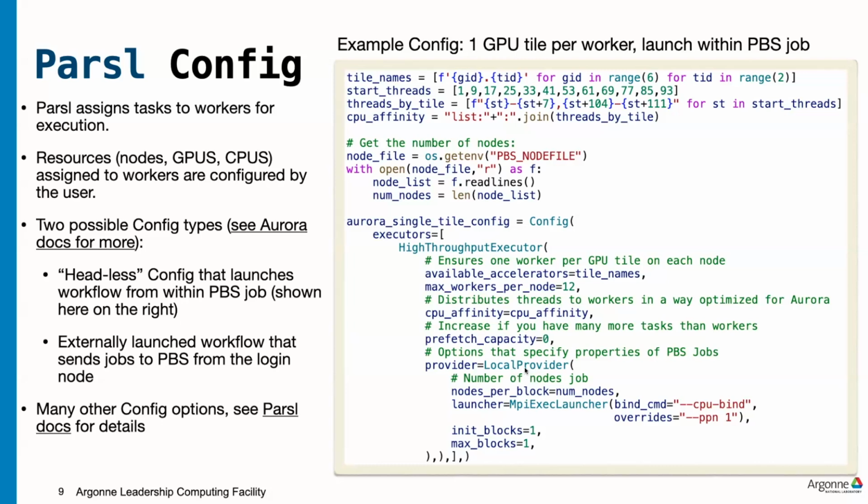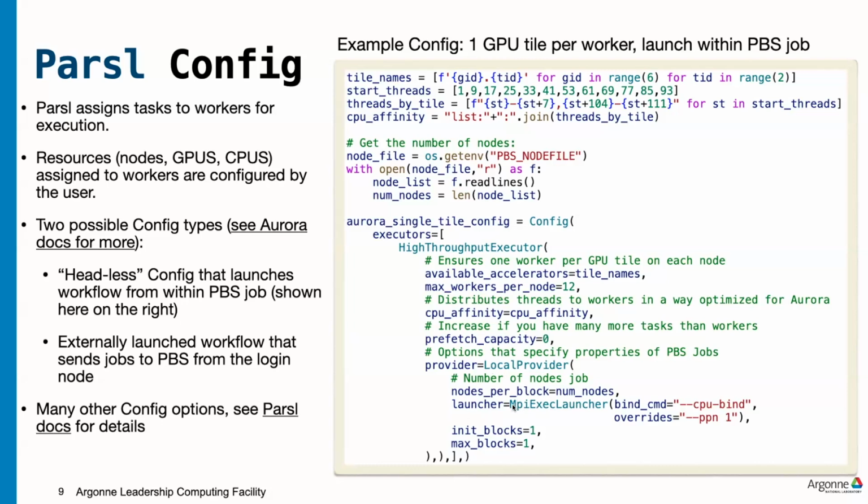You can also run a Parcel config where you launch it from the login node and it submits jobs to the scheduler. In that case, your provider would be the PBS Pro provider. If you look in our documentation, you'll see some examples of how to do that, and you will need to include all the things you would include in a job script. I have some examples I can point you to.